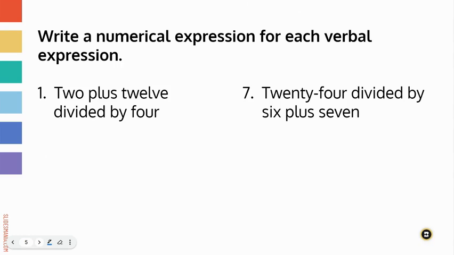So first I'm going to identify my operation words. So I've got plus, which is addition. I've also got divided, which is division. And then I also have some numbers. So I've got 2, 12, and 4. So I'm just going to circle those.